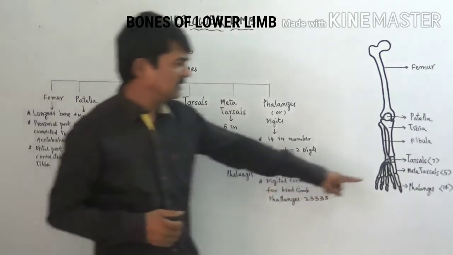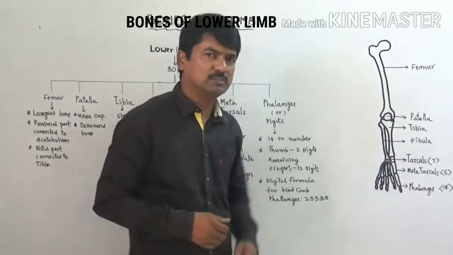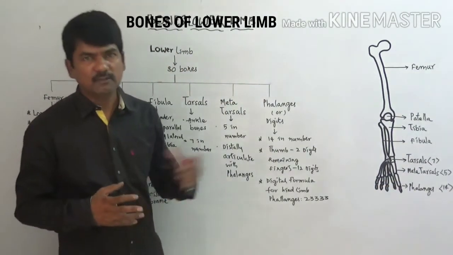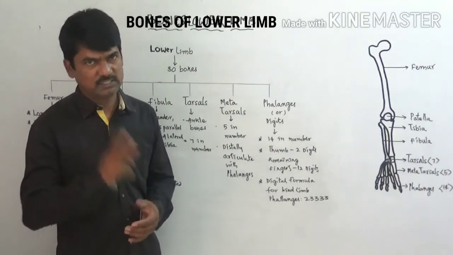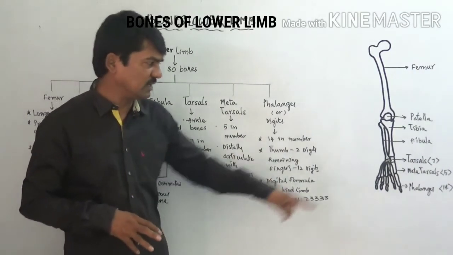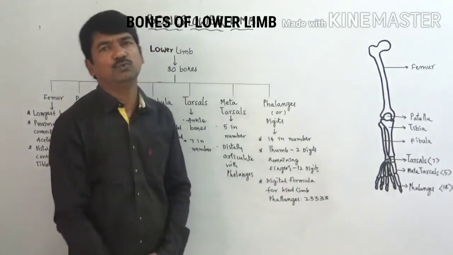Here the first phalanx is known as the proximal phalanx, then the middle phalanx, and the remaining one is the distal phalanx. So these are the 3 types of phalanges present in each finger, and when we come to the thumb, only 2 phalanges are present.